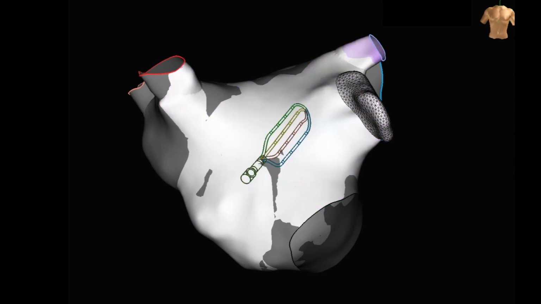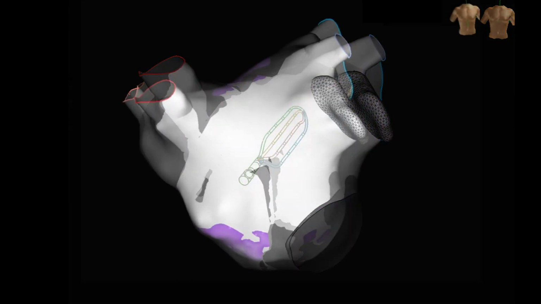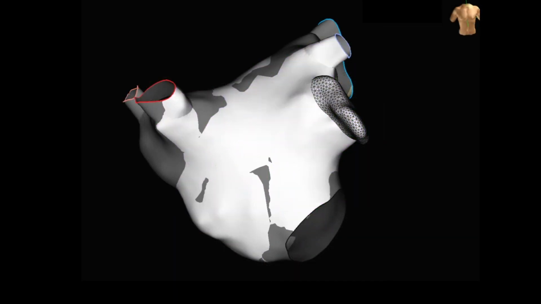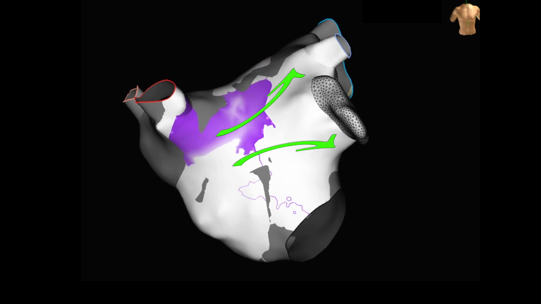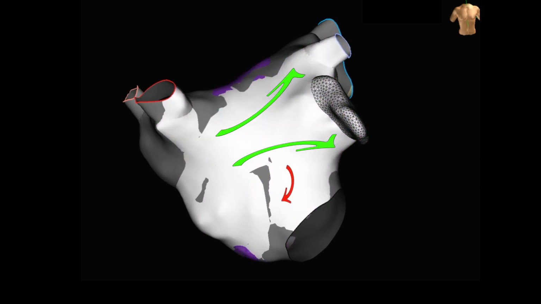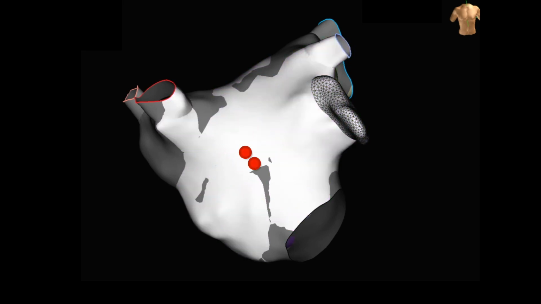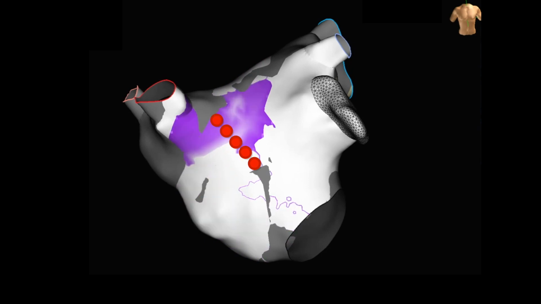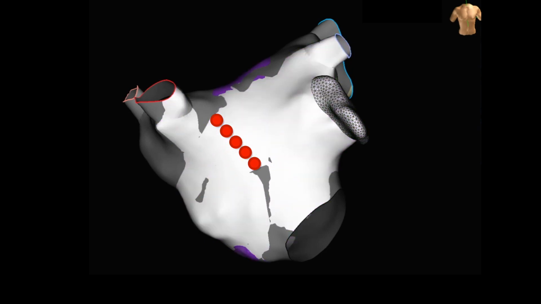So when you see your HD Grid here on the mapping, you know that you are against those two coronary cusps, and mapping showed that the area of slow conduction is right there. This is the zone that we were going to ablate, and by performing catheter ablation right there, we were able to terminate the atrial tachycardia.